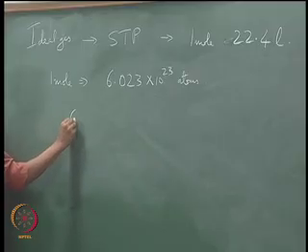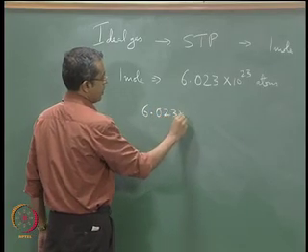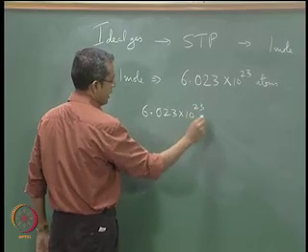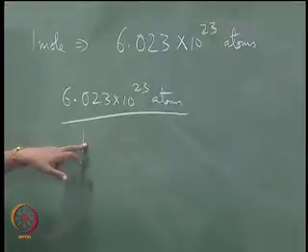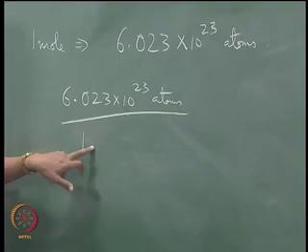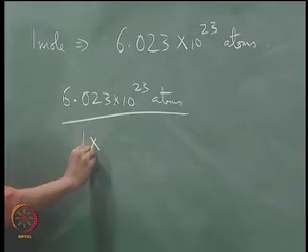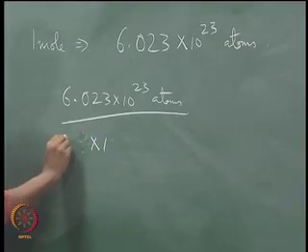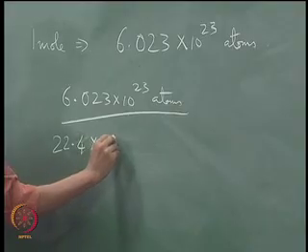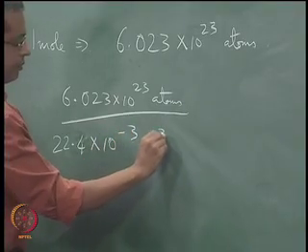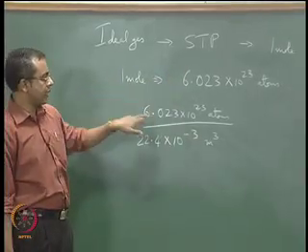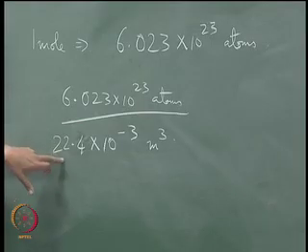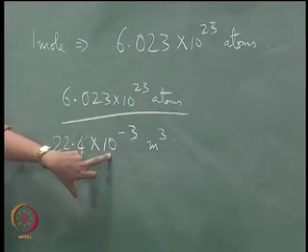So we have 6.023 into 10 power 23 atoms in 22.4 liters, and 1000 liters is 1 meter cube. So we will run these numbers on a per meter cube basis. So 22.4 into 10 power minus 3 meter cube. 1 mole is contained in 22.4 liters, and 1 mole has so many atoms. So so many atoms are now contained in 22.4 into 10 power minus 3 meter cube, fine.